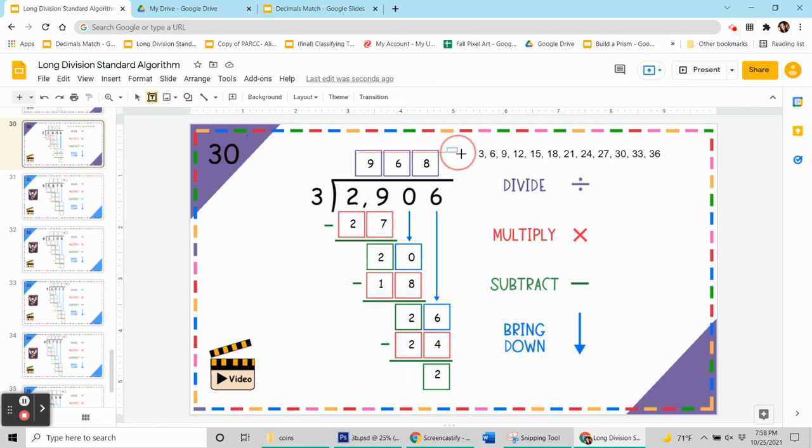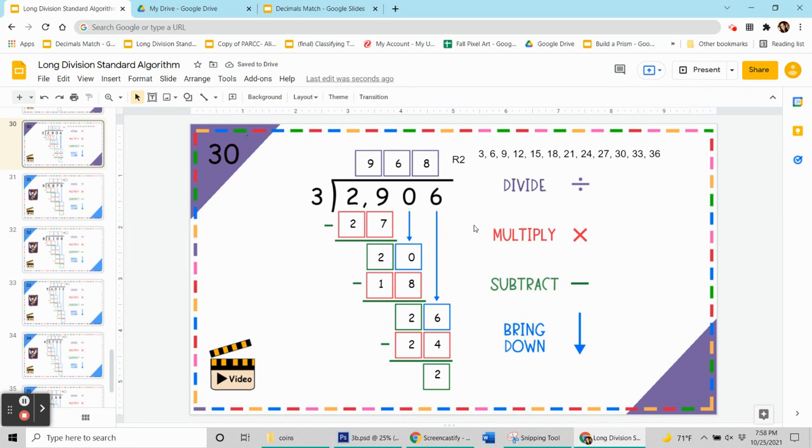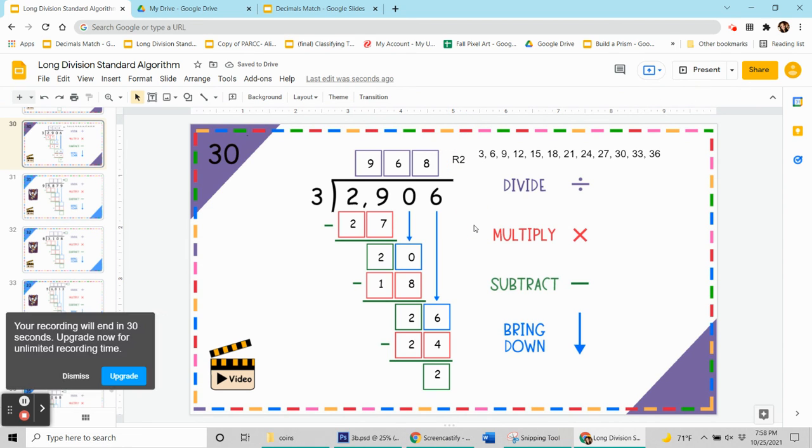So I'll make sure that your slide has the box in there. I'm sorry that mine doesn't have it in there, but we'll write remainder 2 right up there. So 2,906 divided by 3 is 968 remainder 2.